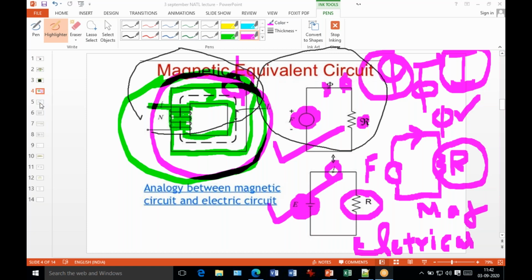Okay, so now we move to one more interesting point. Already I discussed what magnetic circuits are. This is the general diagram. Okay, so this is a general diagram. So now here, one thing.